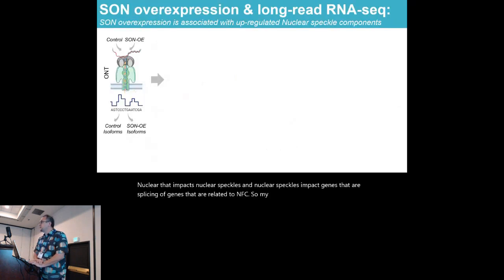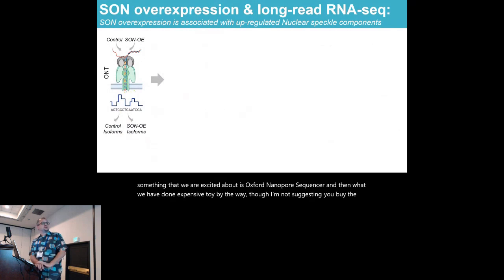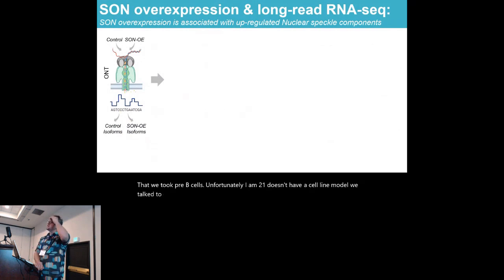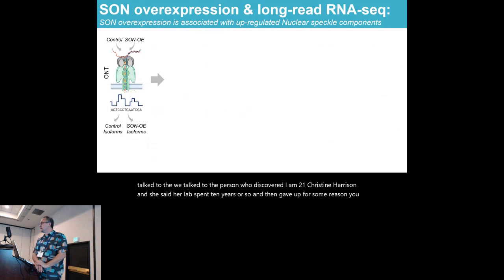So in my lab, one of the new toys we have, something that we are excited about, is the Oxford Nanopore sequencer. Expensive toy, by the way, though I'm not suggesting you buy it. The service contract is very high. So one thing that we were able to do with that is that we took pre-B cells. Unfortunately, IM21 doesn't have a cell line model. We talked to the person who discovered IM21, Christine Harrison, and she said her lab spent 10 years or so and then gave up. For some reason, you cannot create a cell line, or so far it hasn't been possible.